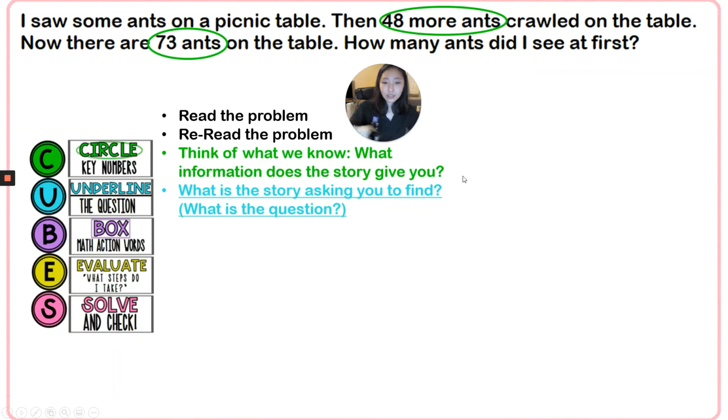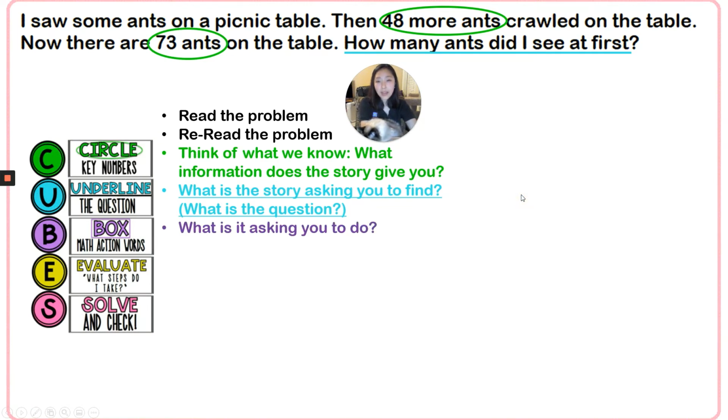Now we need to underline the question. So right here, I'm seeing the question. How many ants did I see at first? And then we're going to box the math action words. So what are they asking you to really do? Well, I saw some ants. They don't tell you how many ants they saw. They just tell you that they saw some.